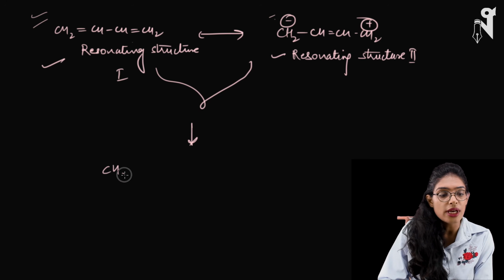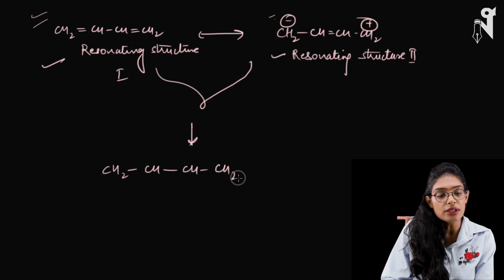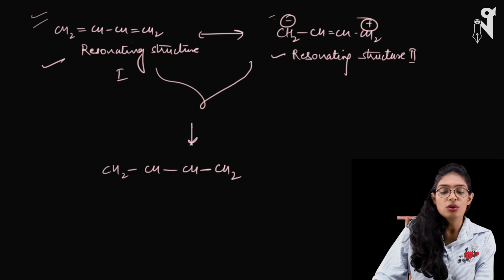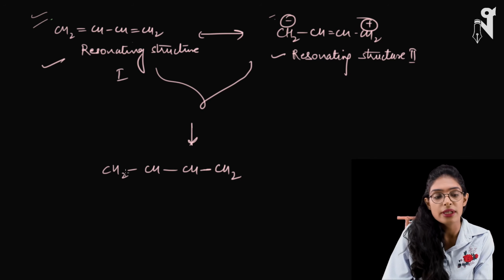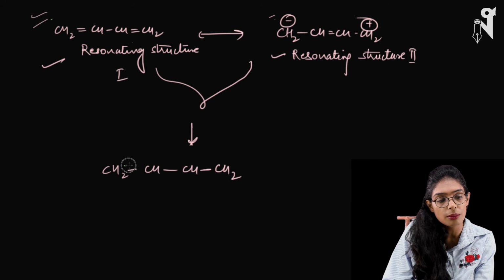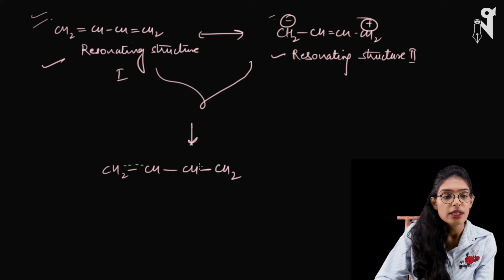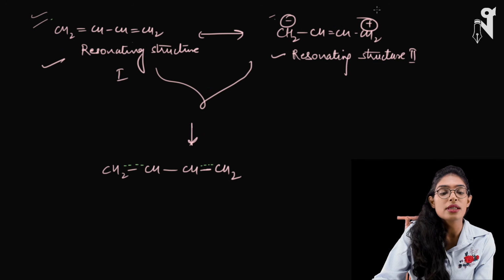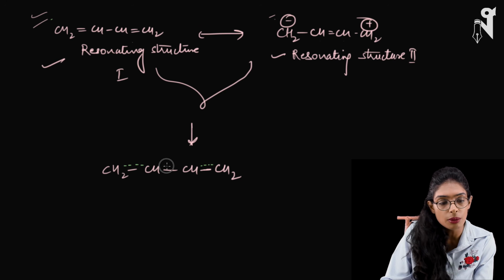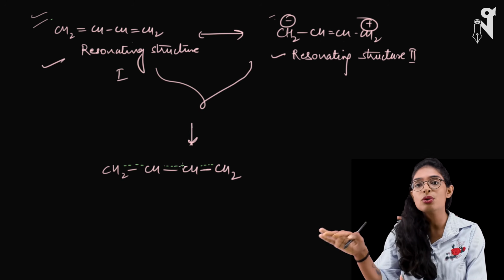I will just write CH. As I mentioned, our sigma bonds are not affected by resonance. According to the first structure, I have a double bond between the first carbon and the second carbon, so I am not writing the whole double bond, I am just writing a dash dash dash. Similarly, I have a double bond between the third carbon and the fourth carbon, so let's write a dash dash dash over there also. And according to structure 2, there is a double bond between the second and third, so let me write a double bond between these also. Everywhere a double bond is present, I have shown it through dash dash dash.